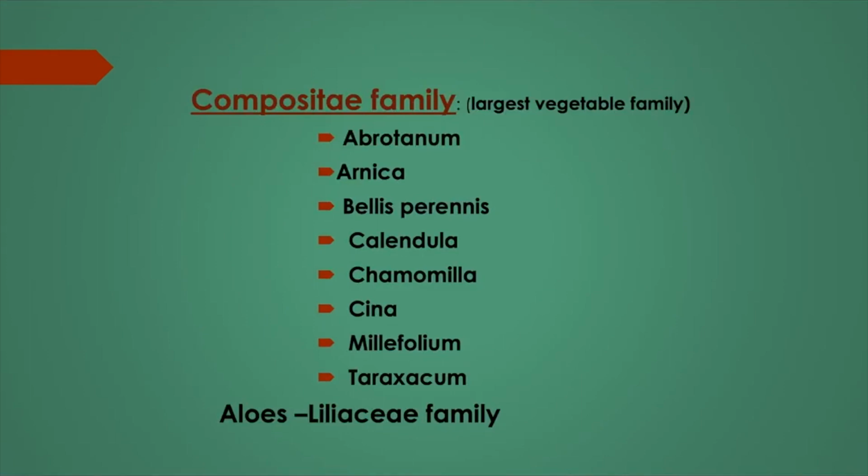Compositae family. It is the largest vegetable family. Abrotanum, Arnica, Bellis perennis, Calendula, Chamomilla, Cina, Millefolium, Taraxacum. These medicines are under Compositae family. Aloes in Liliaceae family.